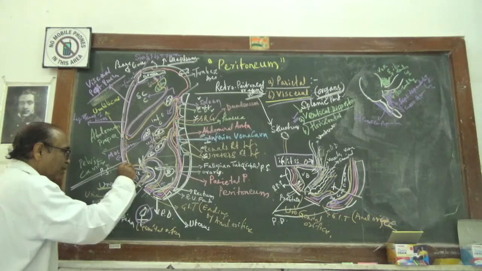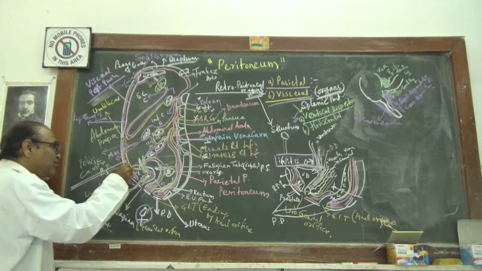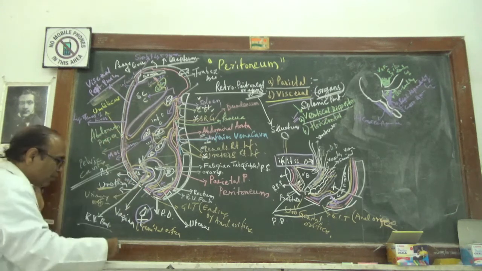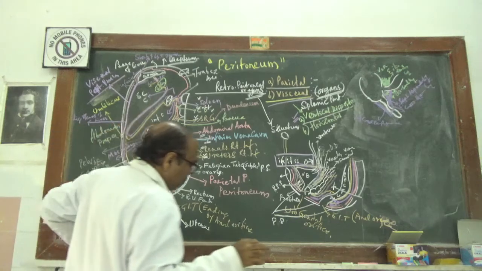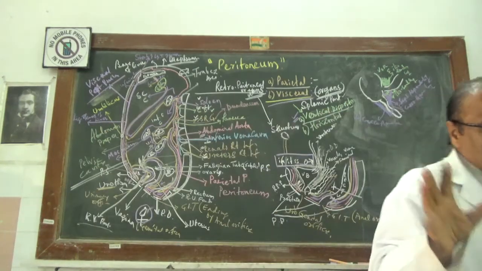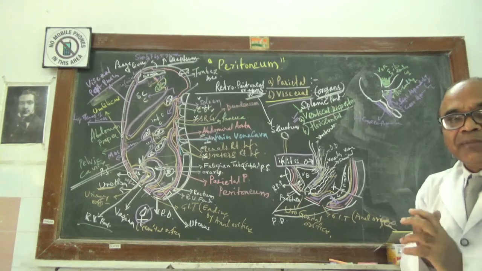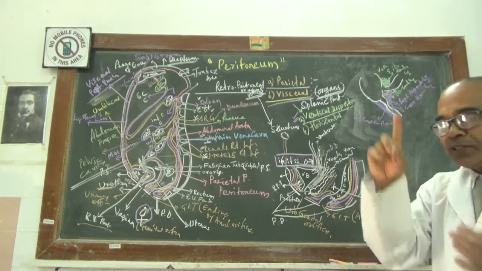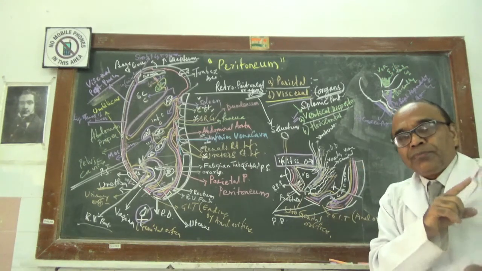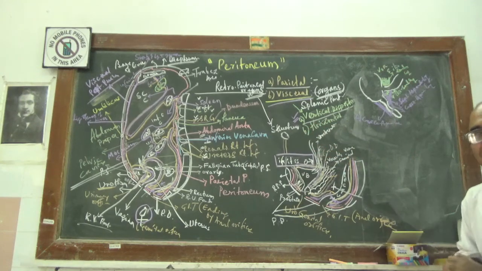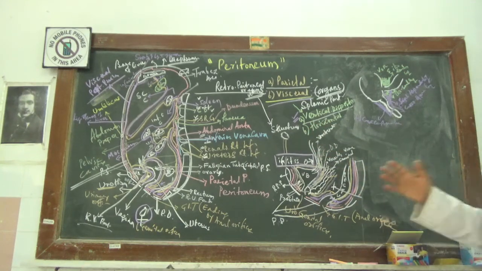Then it will run deep into the retropubic space, and then it will attach to the umbilicus by means of ligaments. Those are called umbilical ligaments. The umbilical ligaments are one median and two medial and two lateral, which have got the umbilical vessels.